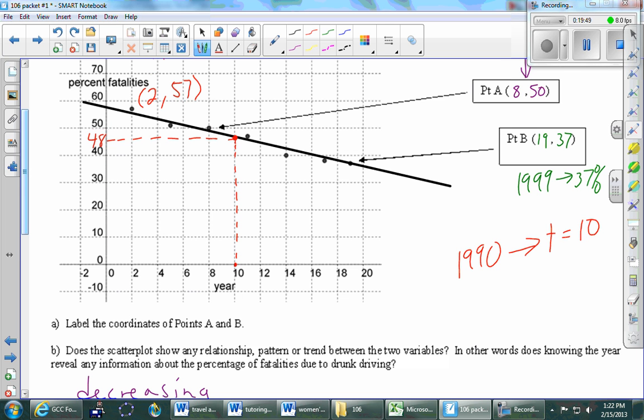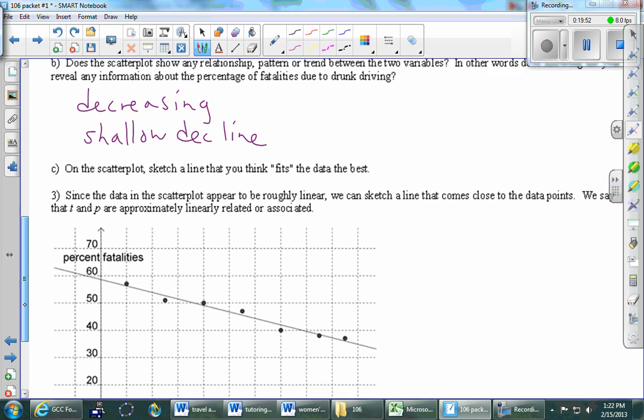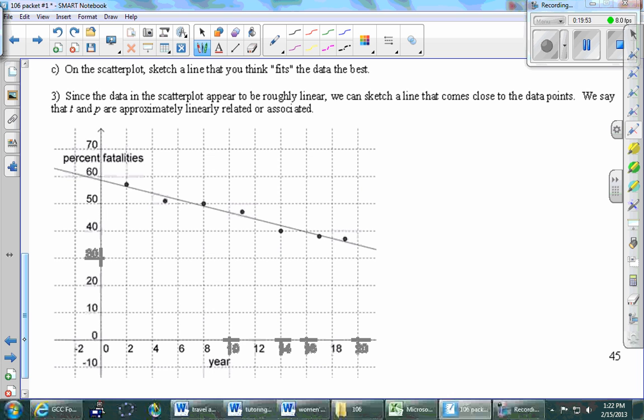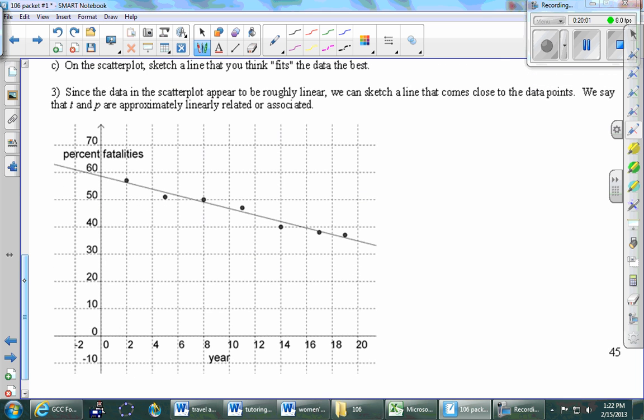So let's go to Joe for number 3. Okay, so I probably should have underlined those because that's some vocabulary there: linearly related or linearly associated. And I'm going to keep this graph up here, but we're going to ask Sebastian to read the next part, part A.